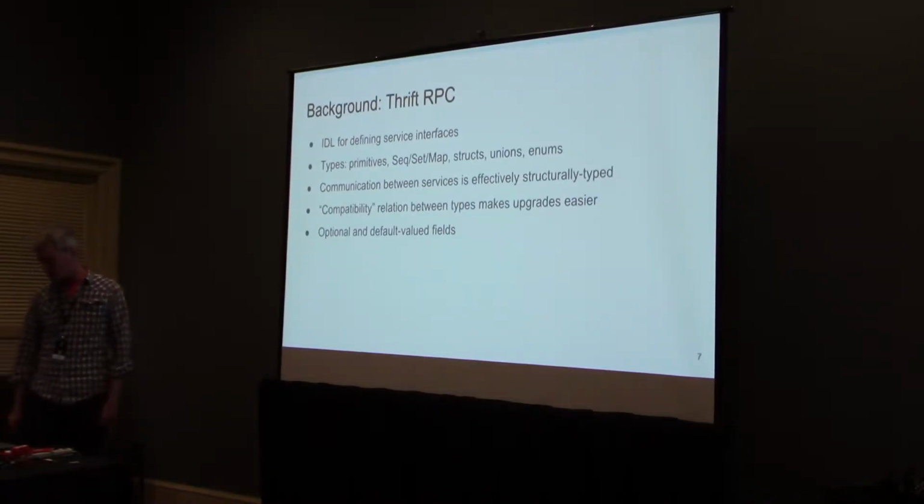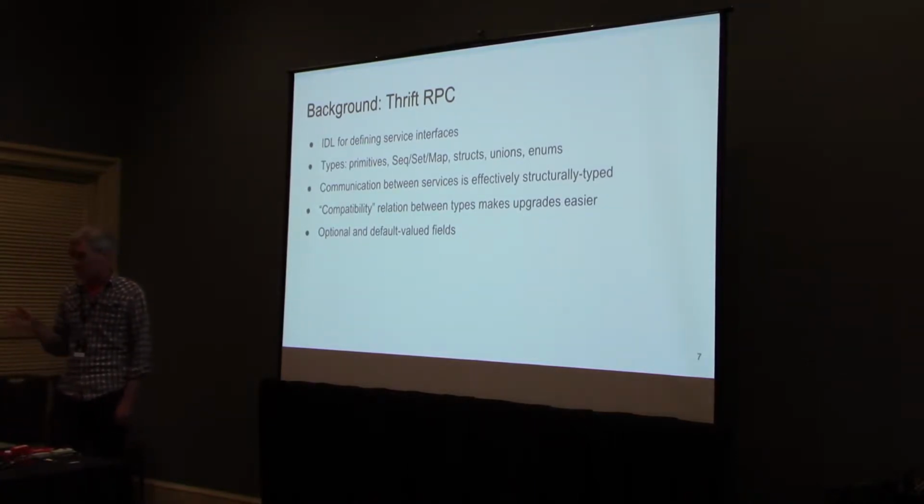So let me give you some background on Thrift RPC because it motivates some of the design decisions in this language. Thrift has this IDL for defining interfaces between services, and it has a simple type system. It's got primitive types, a few built-in collection types, structs, like think of those as records, and unions, variants. The typical use of Thrift is that you have lots of independent communicating services which are not compiled at the same time. They may be upgraded at different times. And so communication between these things is effectively structurally typed. It doesn't really make a lot of sense to talk about nominal types when everyone is deployed separately.